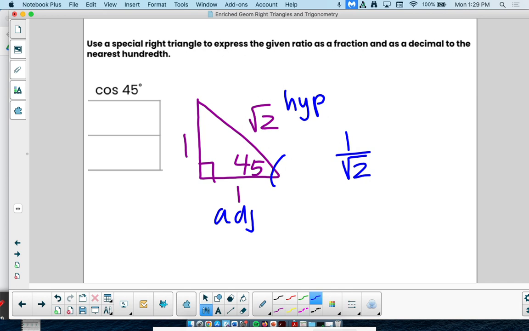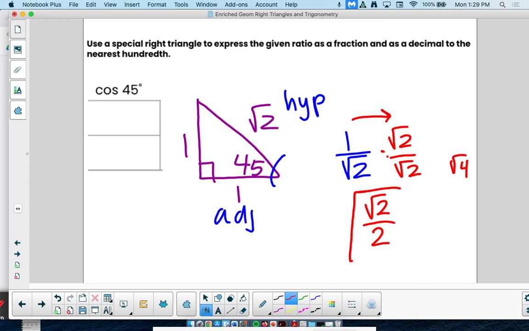Is this what you guys had? But then remember, we can't have a radical in the bottom, right? Do you guys remember how we fix it? You multiply by root 2 over root 2. So we go across, remember? What's 1 times root 2? Root 2. What's the square root of 2 times the square root of 2? Square root of 4, which is really 2.